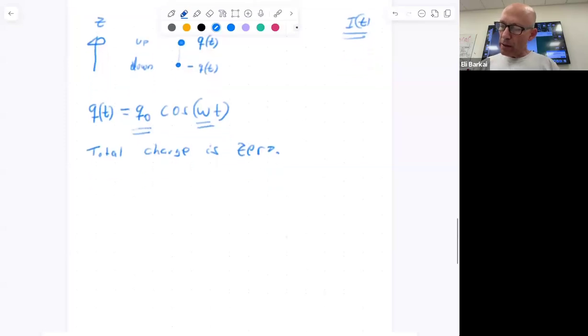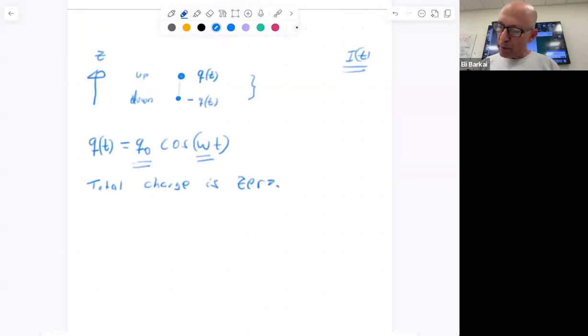Now, in this system, as I mentioned before, we also have d. I'm going to define the origin of the system exactly in the middle. So this distance is obviously d over 2, and the other distance, minus d over 2. These are the positions along the z direction. The z is going up together with this dipole.